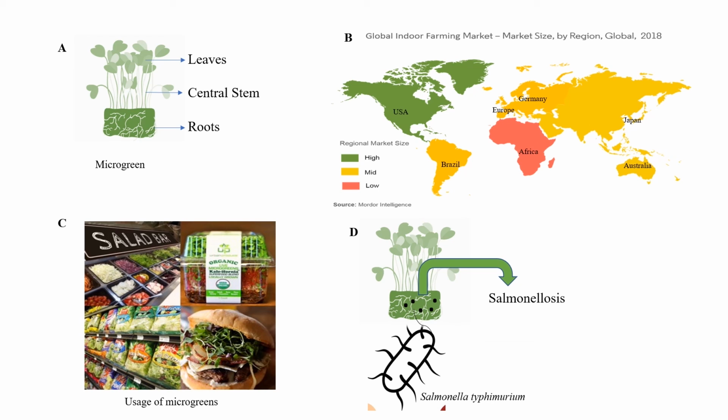Salmonella is an important foodborne pathogen, a gram-negative facultative anaerobic rod-shaped bacterium that causes salmonellosis, and recently it is associated with the consumption of leafy greens because it can survive in the soil for a long time under all external factors such as low to high temperature, pH, and water activity.